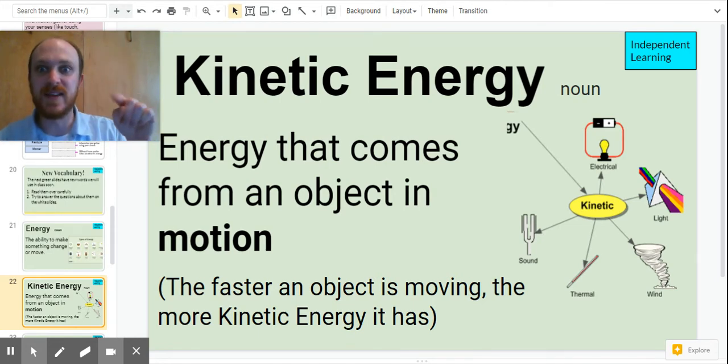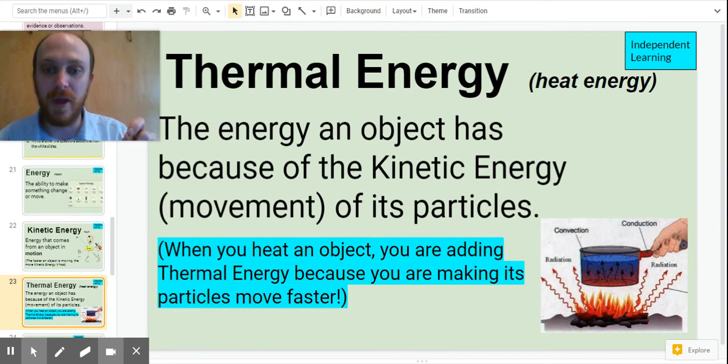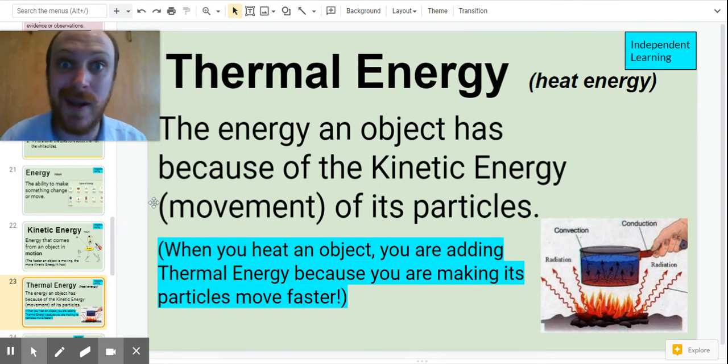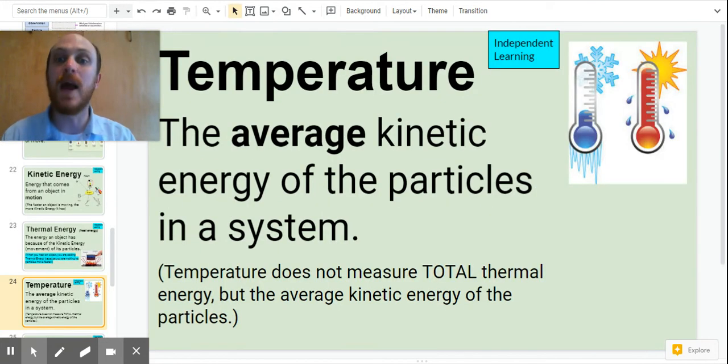So a car moving has kinetic energy. Thermal energy, the energy an object has because of the movement of its particles. When you heat something, you're adding thermal energy. You're making the particles go faster. Cool. Temperature, the average kinetic energy of particles.